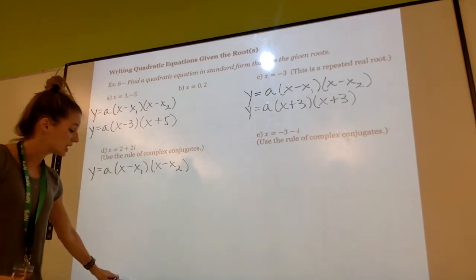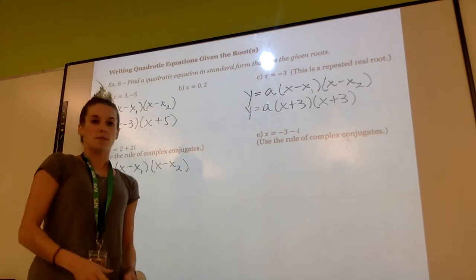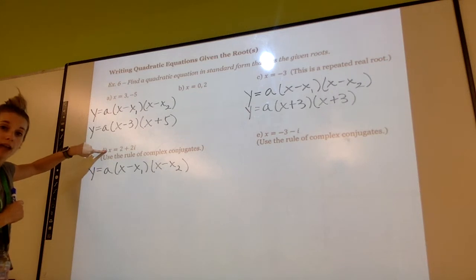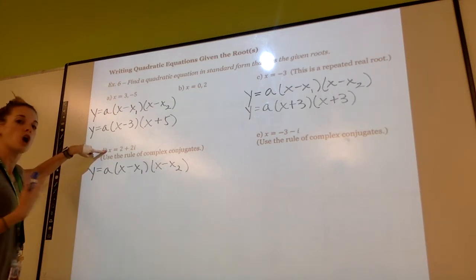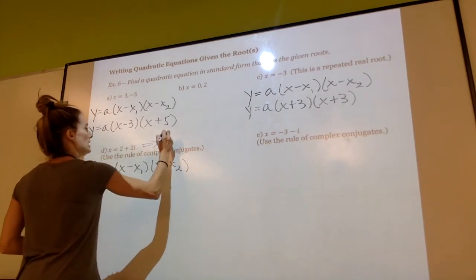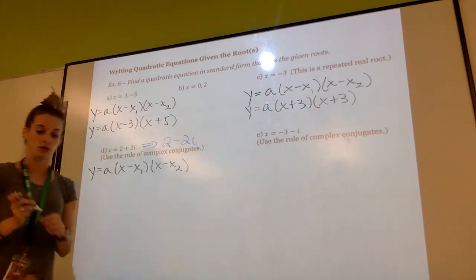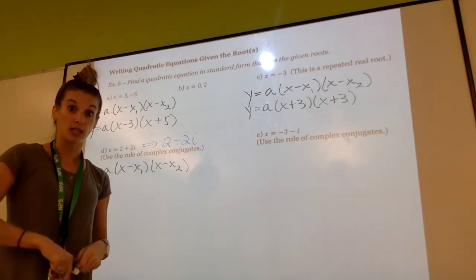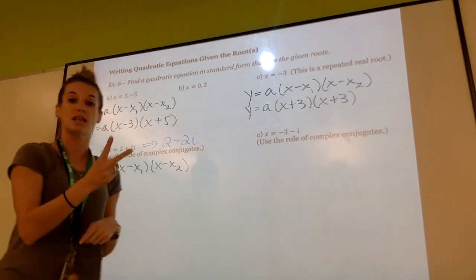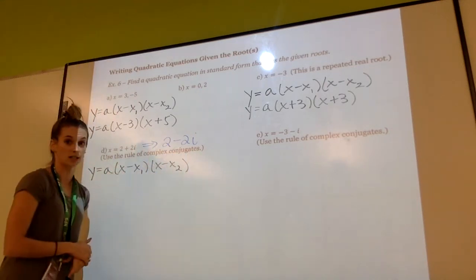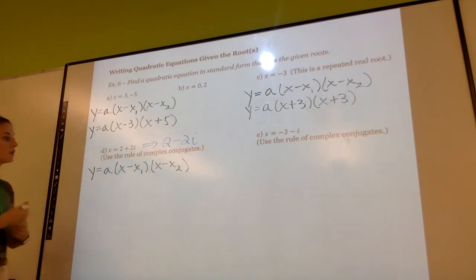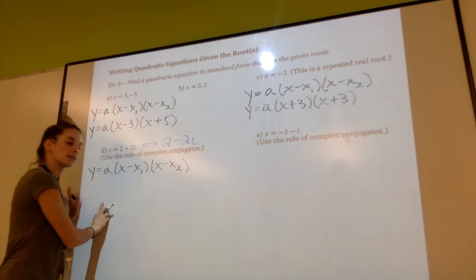So here's the thing about conjugates. Complex conjugates always come in pairs. So if I tell you that a quadratic has 2 plus 2i as one of its solutions, you can automatically infer that the other imaginary solution is its conjugate, 2 minus 2i. I don't have to tell you that, it's implied, all right? It's something you should remember. So imaginary roots, they always come in pairs, and we're using the rule of complex conjugates. So actually, I do have 2 imaginary roots for this quadratic, and I can do my setup just like this.